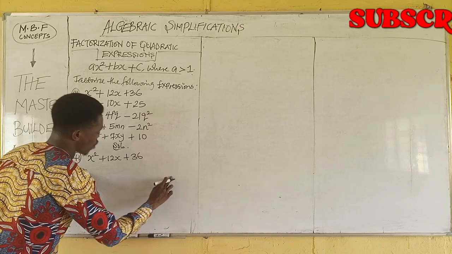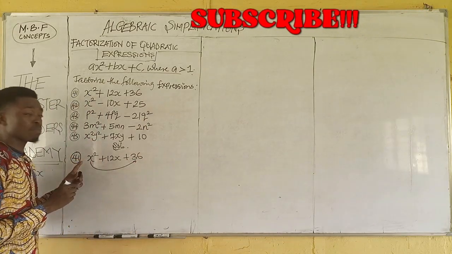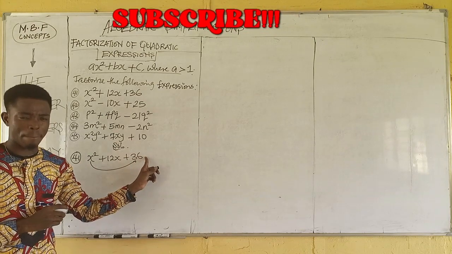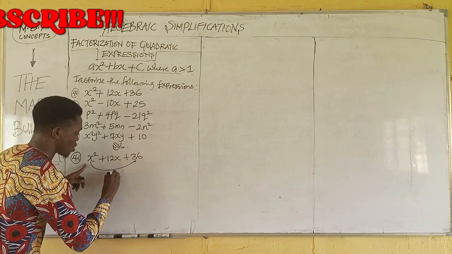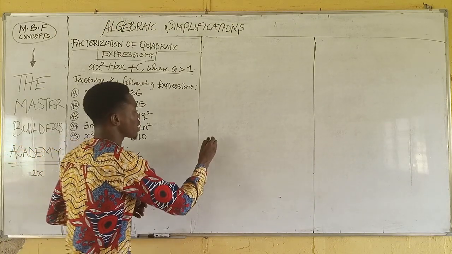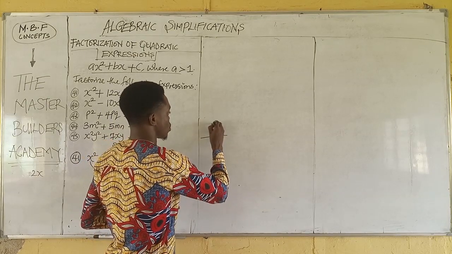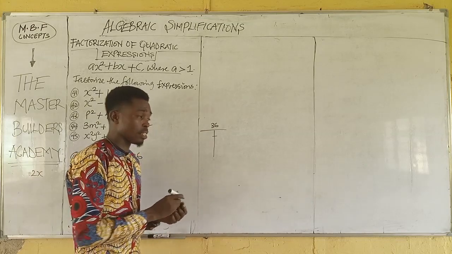Since this is factorization of quadratic expression, we don't forget the method that we use: the highest power of x multiplies the constant, right? Now, when we multiply x squared by 36, we are going to have plus 36x squared. What else do we do? We quickly look out for the factors of 36, plus 36.